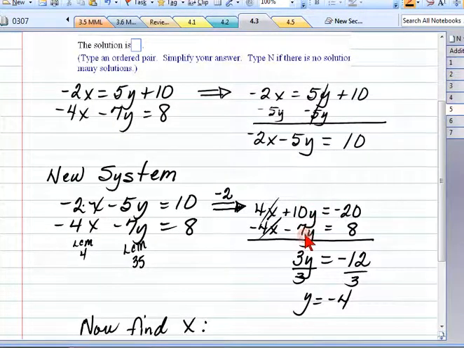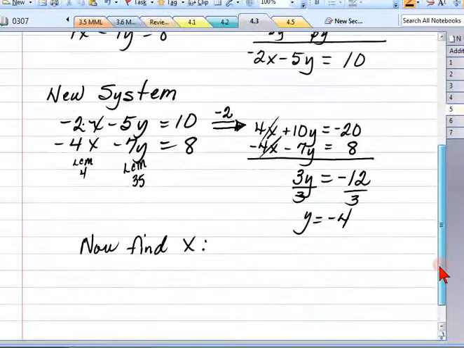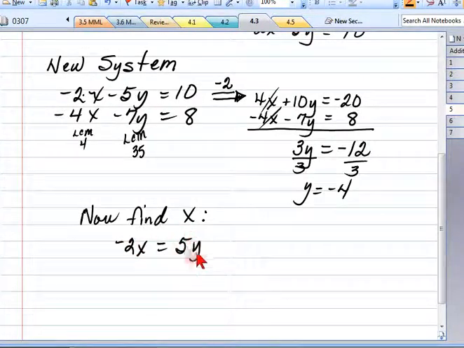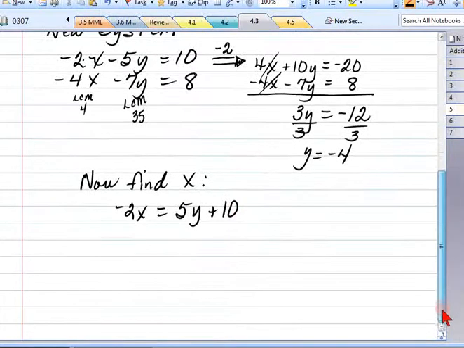If you are stressed about what I pick, the first one. Just make yourself a rule. If you don't want the decision, pick the first one. And if you see something looks easier, pick it. So I picked negative 2x equals 5y plus 10. Why did I pick it? I did not have a real good reason. I picked it because it was first.